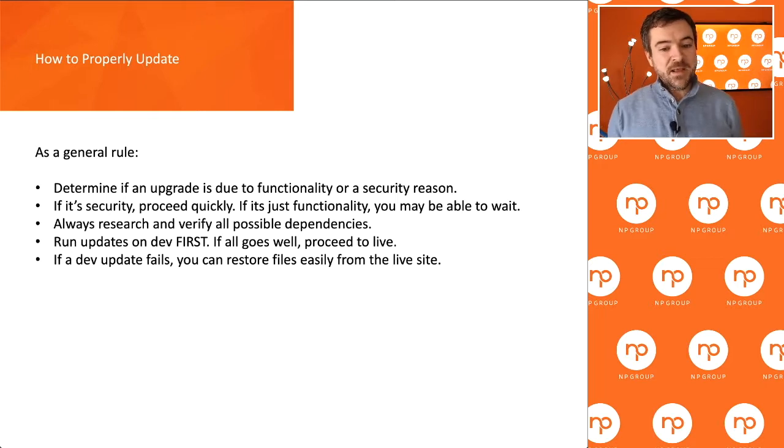So run it on dev, and if it works, then go to live, repeat the process. If a dev update fails, you can easily restore from live. You should be doing those reverse syncs anyway, so there's no reason not to do that. So this is the way that you should properly update, assuming that you're not doing the auto updates, which again, I would not recommend.